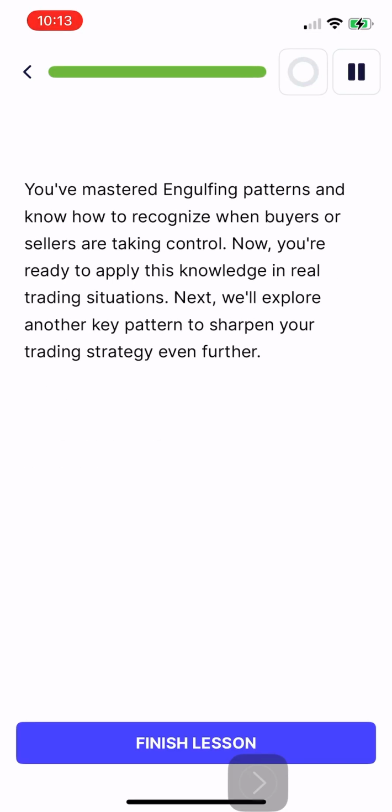You've mastered engulfing patterns and know how to recognize when buyers or sellers are taking control. Now, you're ready to apply this knowledge in real trading situations. Next, we'll explore another key pattern to sharpen your trading strategy even further.